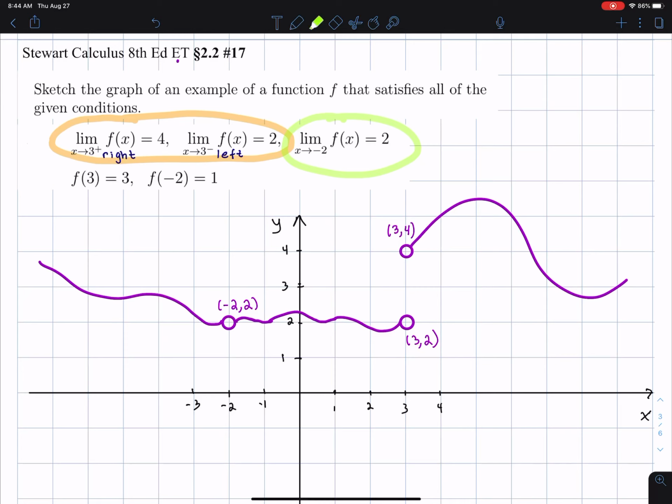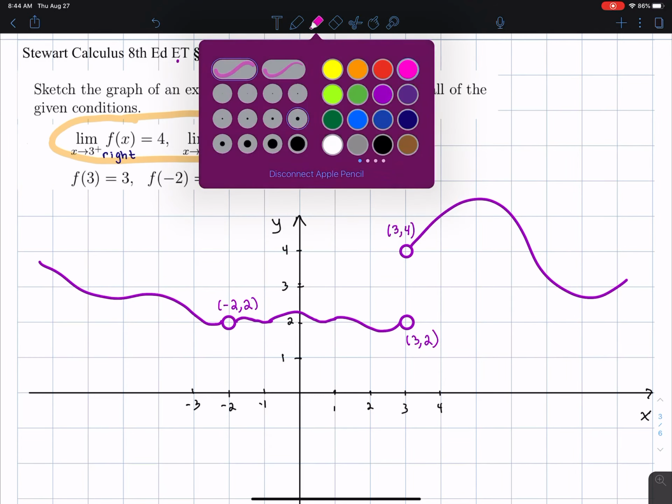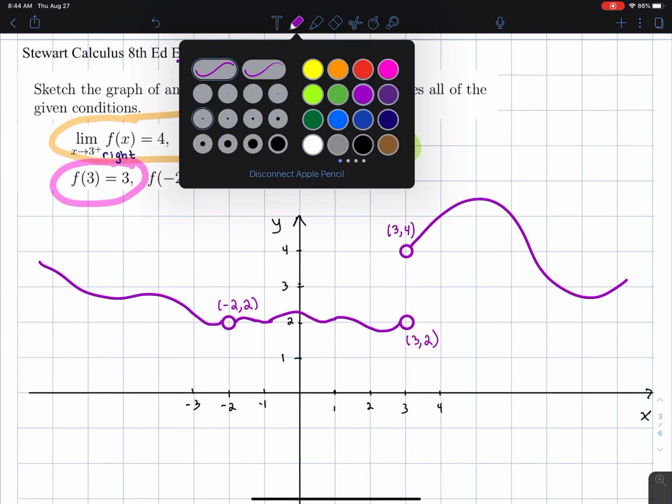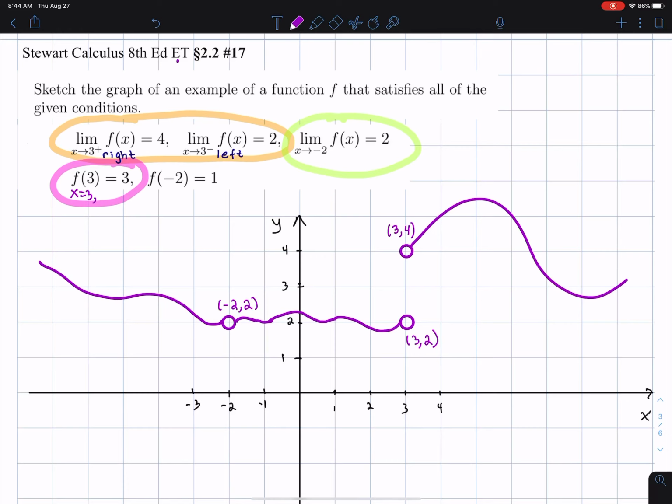Okay, now let's go to another color and circle this. f of 3 is 3. What does this mean? This means when x is equal to 3, y is equal to 3. So that is a point. When x is 3, y is 3, and that's the point I'm showing right here. And unlike the other little circles I've drawn, this one I'm going to color in because that is where the function is defined. So the function has a jump. From the left of 3, the limit is 2. Then the value of the function is 3. And then from the right of 3, the limit is 4.